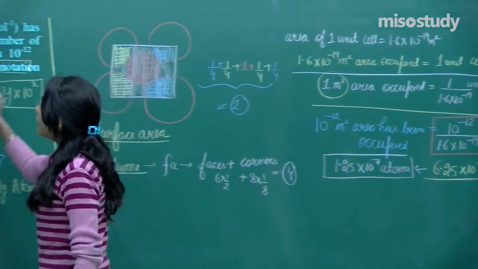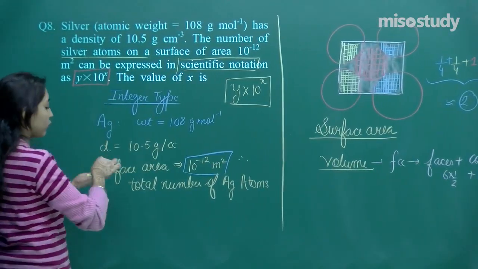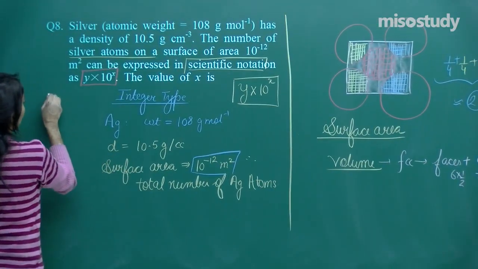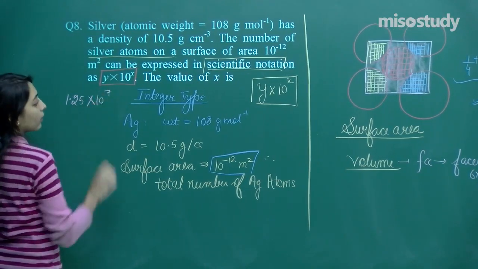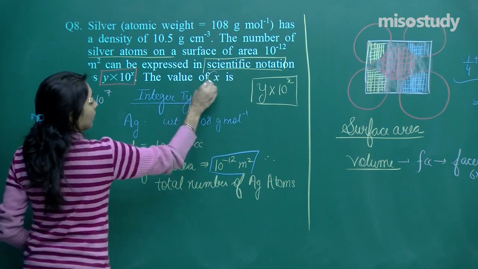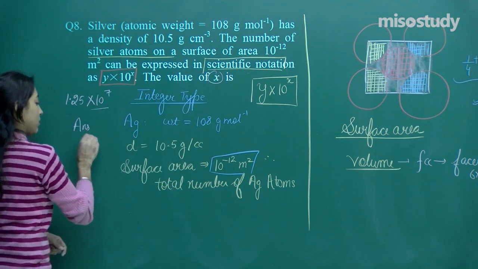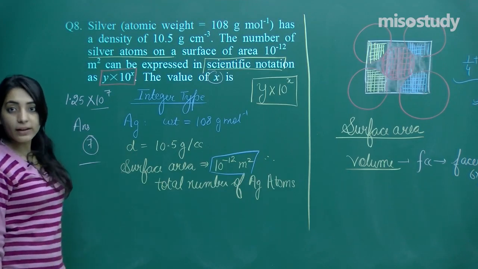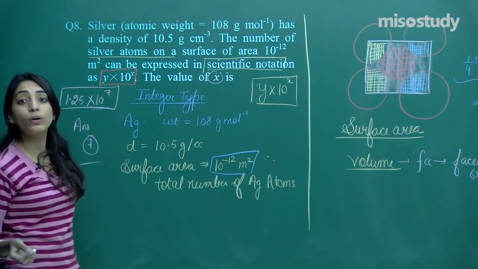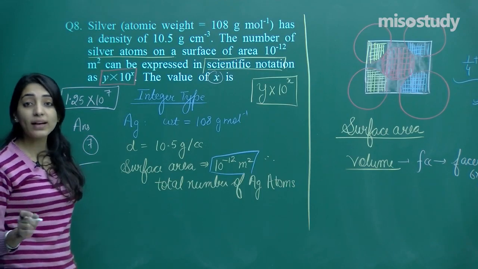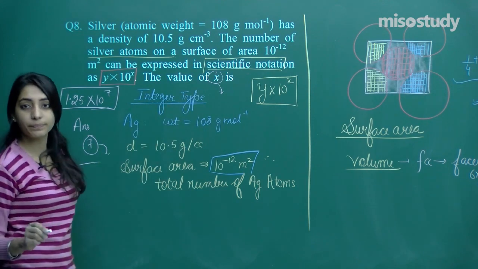Now come here. So he is saying that the value is expressed as y into 10 raised to the power x. So it is 1.25 into 10 raised to the power 7. What is the value of x? 7. So don't mark the answer as 1.25 into 10 raised to the power 7. No, that's not the answer. Our required answer is to only tell the value of x, which is 7.